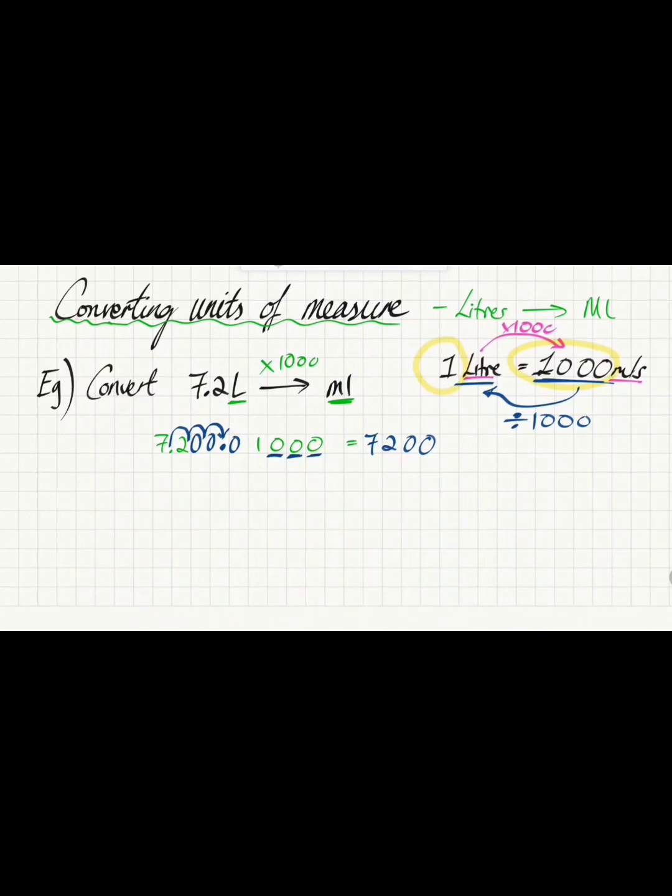Let's look at another example this time, converting millilitres. Let's say 3 millilitres to litres. Okay, so the rule is to convert millilitres to litres, we have to divide by 1,000. So here we have 3 millilitres divide by 1,000.